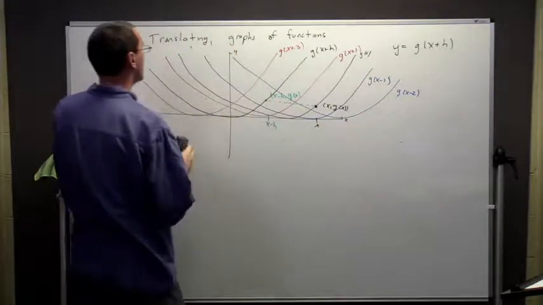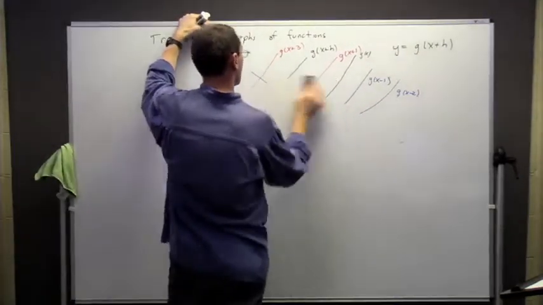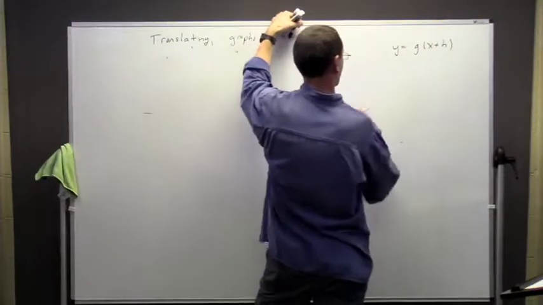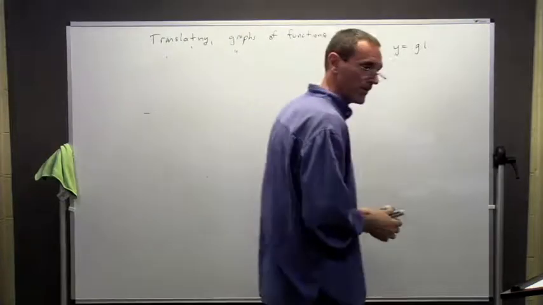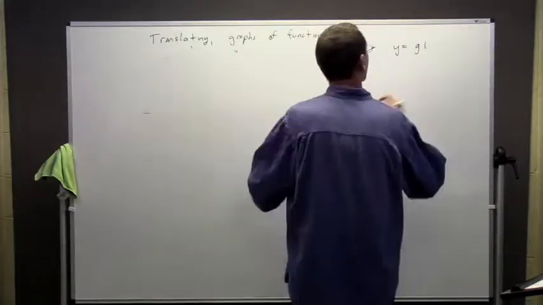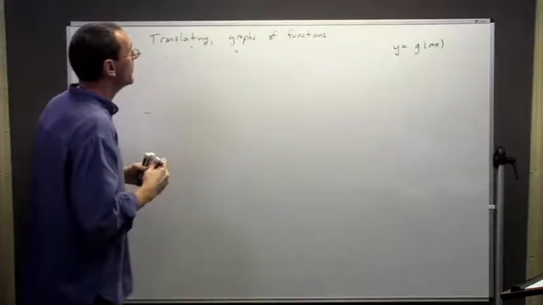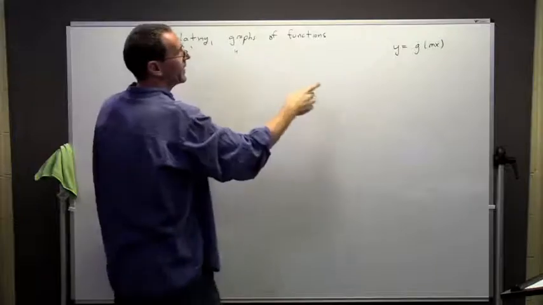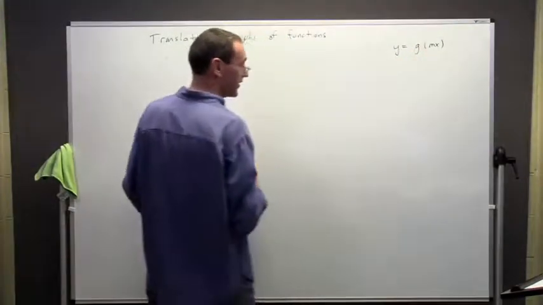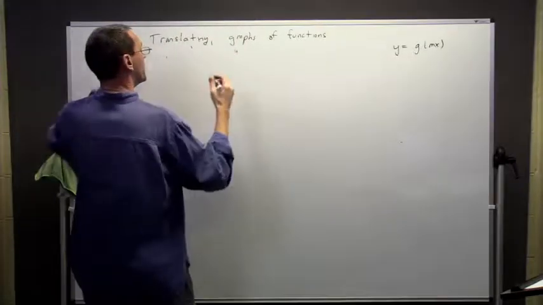Okay. Now, what happens if we multiply that x by some number? We're going to call that m. And what we had before is we basically scaled things up and down when we had the a on the outside. We have an m on the inside, we're going to basically scale things left and right.